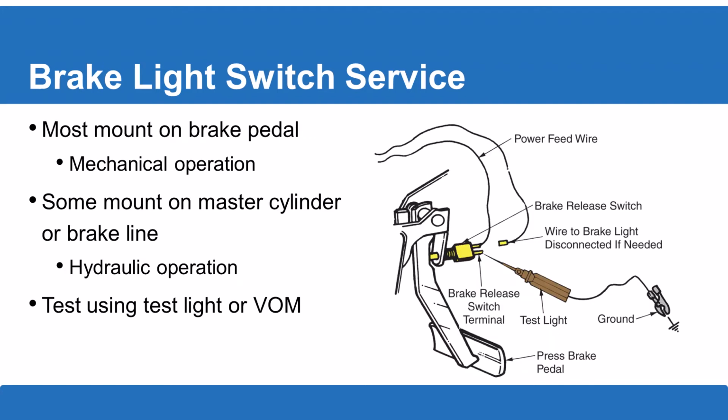Now, on the brake light, if we have to replace this guy, most are mounted directly on the brake pedal itself. And there's usually some kind of mechanical operation of this. Some are mounted on the master cylinders or a brake line, and they use hydraulic pressure. They're a little pressure sensor. But the majority of them are actually switches on the pedal. This, you can typically use a test light, but again, my favorite is that digital voltmeter, and we can see if that switch is going open or closed.